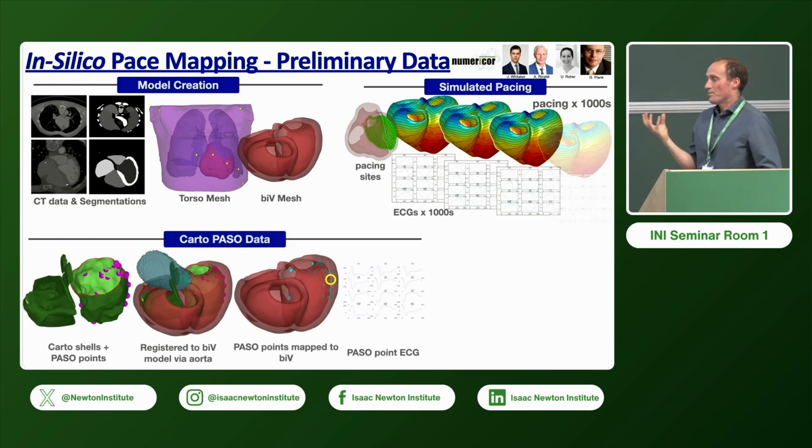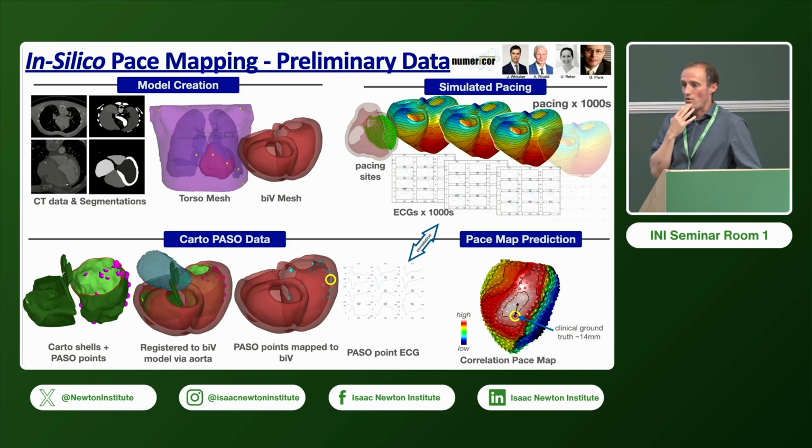Now one of the main problems here is registering the Carto data to our BI-V model. So we use the aortic cusps, which come out as part of the Carto procedure, to do the best job we can to register with our BI-V model. And then this is just showing an example for one of our pacing sites, which you can see in purple. Then I've highlighted in yellow the clinical 12-lead ECG for that particular site. We then take that clinical 12-lead ECG and correlate it with the 1,000 or so pacing sites that we've simulated from the model, and from that we can produce a correlation map.